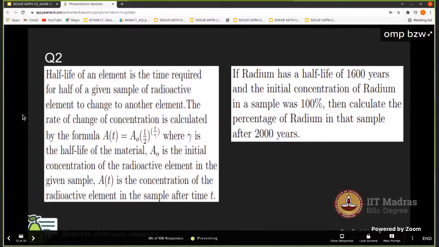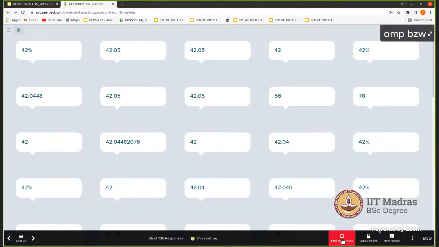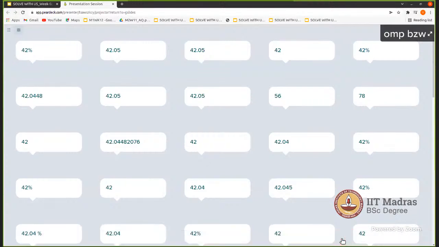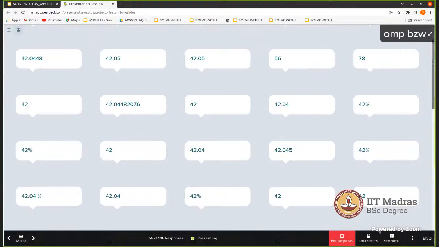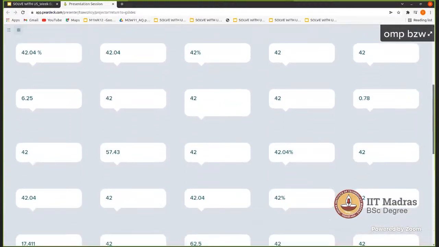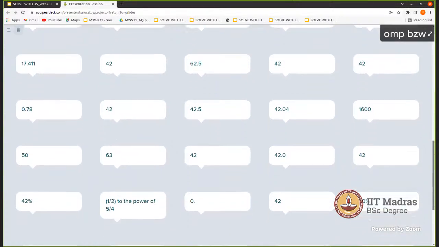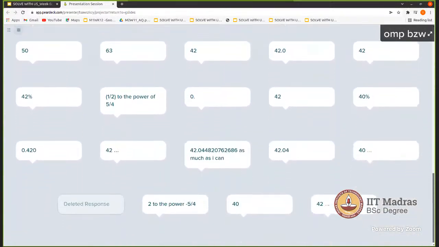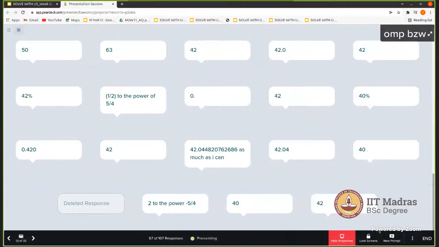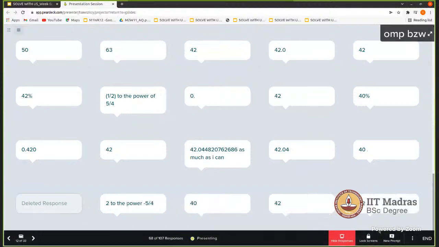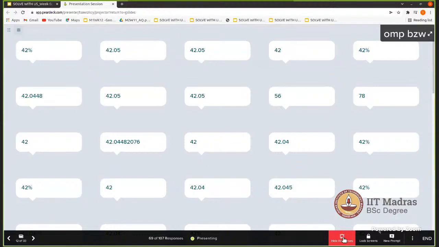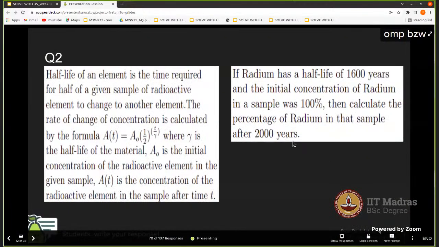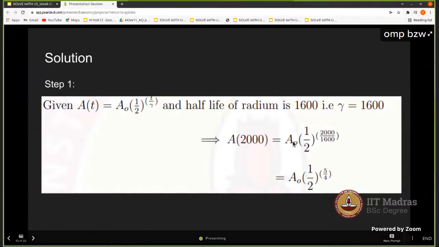Okay. So I got 65 responses. Many of you are struggling with calculations. I can see 42, 42.05, 42, 42, nearer to 42. But I can see something 56, 78 also. 6.25. Okay, most of you have given 42. Nice. So most of you have given good answers. So yeah, this is how we follow.